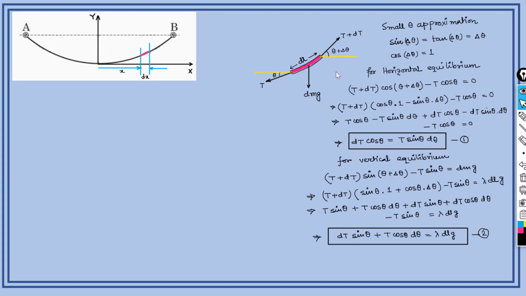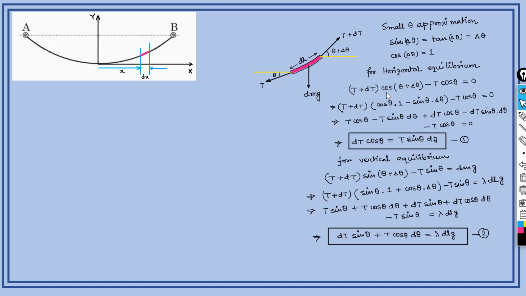Let us first have a look at the horizontal forces acting on this small element. The horizontal force is (T plus dT) cos(theta plus d theta) minus T cos theta, and this net force should be 0, as there is no other horizontal force acting on this body.